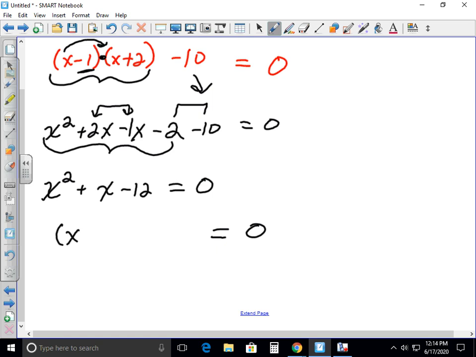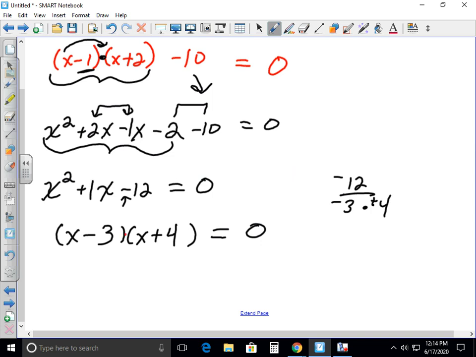So x squared is x times x. This tells us our signs have to be opposites, because negative times positive makes a negative. And we need numbers that multiply to make negative 12 and combine to make that 1. Numbers that have a difference of 1. So that's, of course, going to be 3 times 4. We have a positive in the middle, so our bigger number needs to be the positive one. So that's how that would factor.